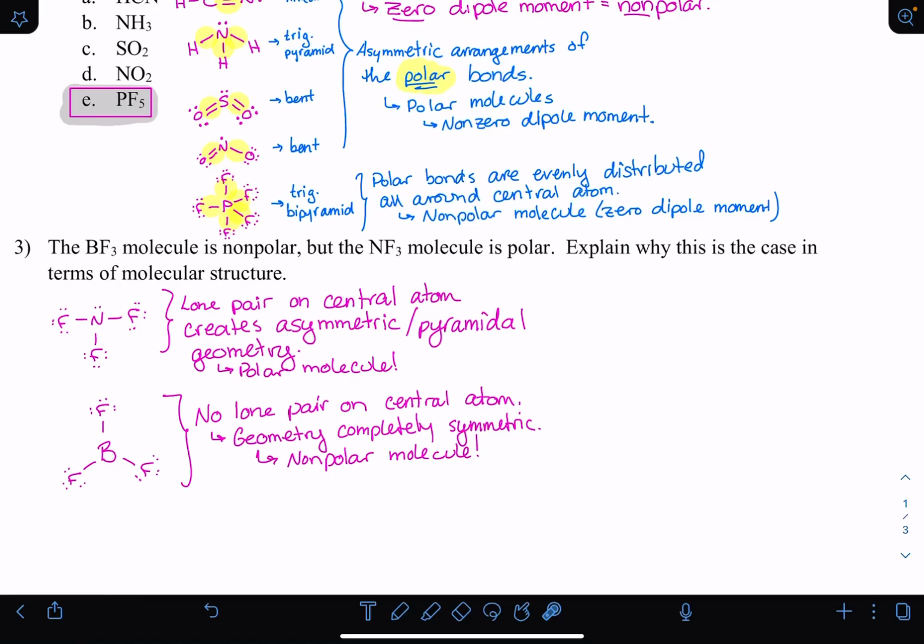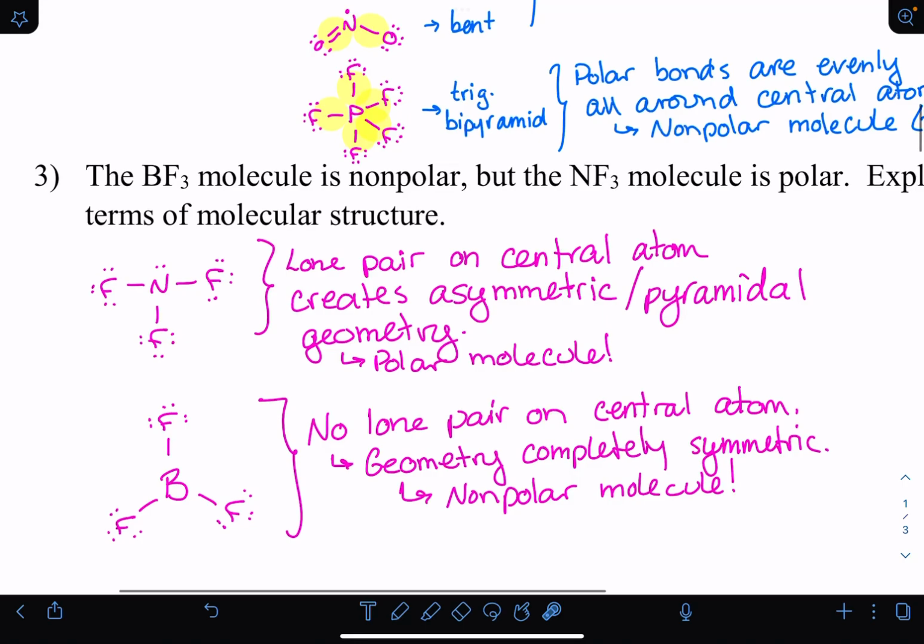Next up, you were told that BF3 is nonpolar, but NF3 is polar, and you were asked to explain why this is the case in terms of molecular structure. So in a question like this, a picture is worth 1,000 words, in my opinion. If you can draw a picture and point to something on it to make it easier to explain, that is 100% allowed and encouraged on the AP exam.